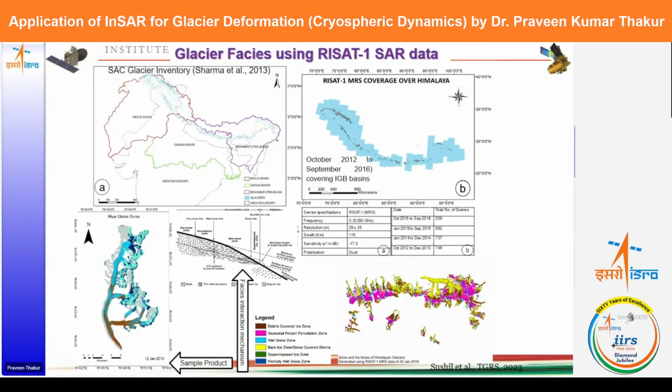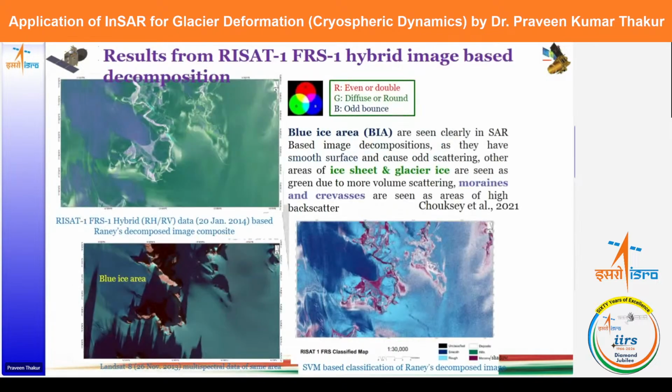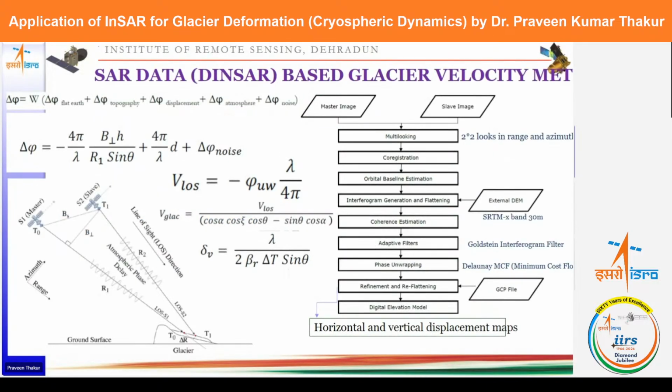And this is one more example from the radar data from our SAC colleagues of ISRO, which is available in the Vedas portal. You can see the temporal changes in the glacier facies identified from the radar data. And in the same way, we have also used polarimetric data to quantify the blue ice area in the Antarctica region. And the second major application in the glaciers is the glacier velocity.